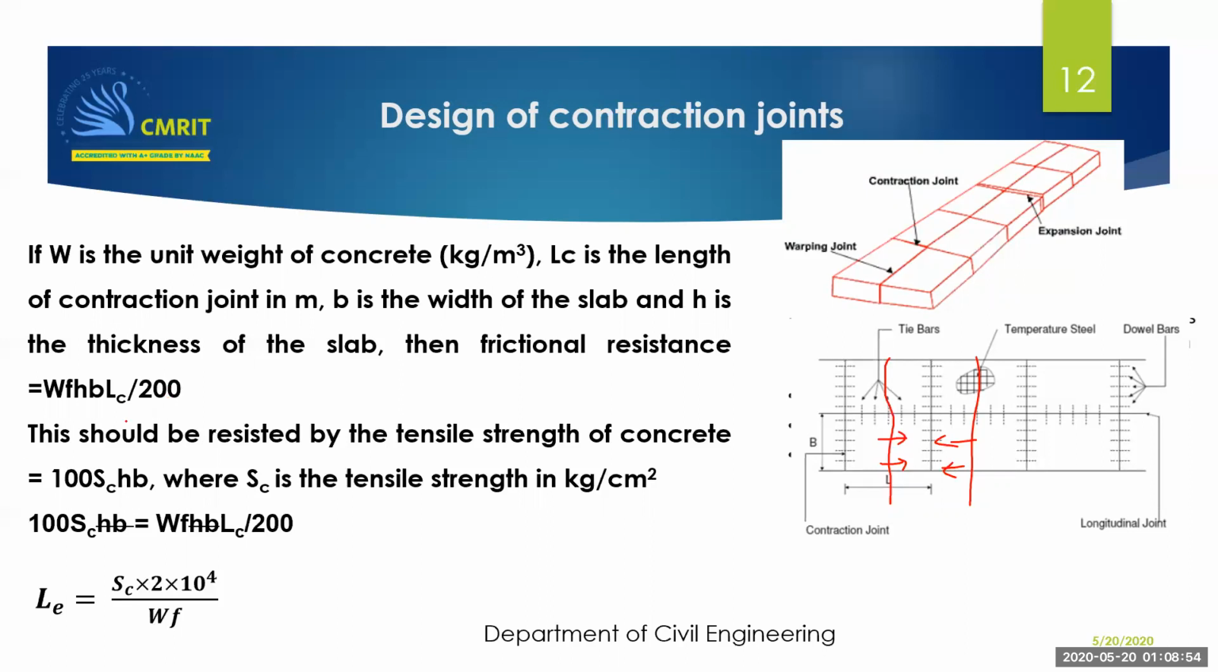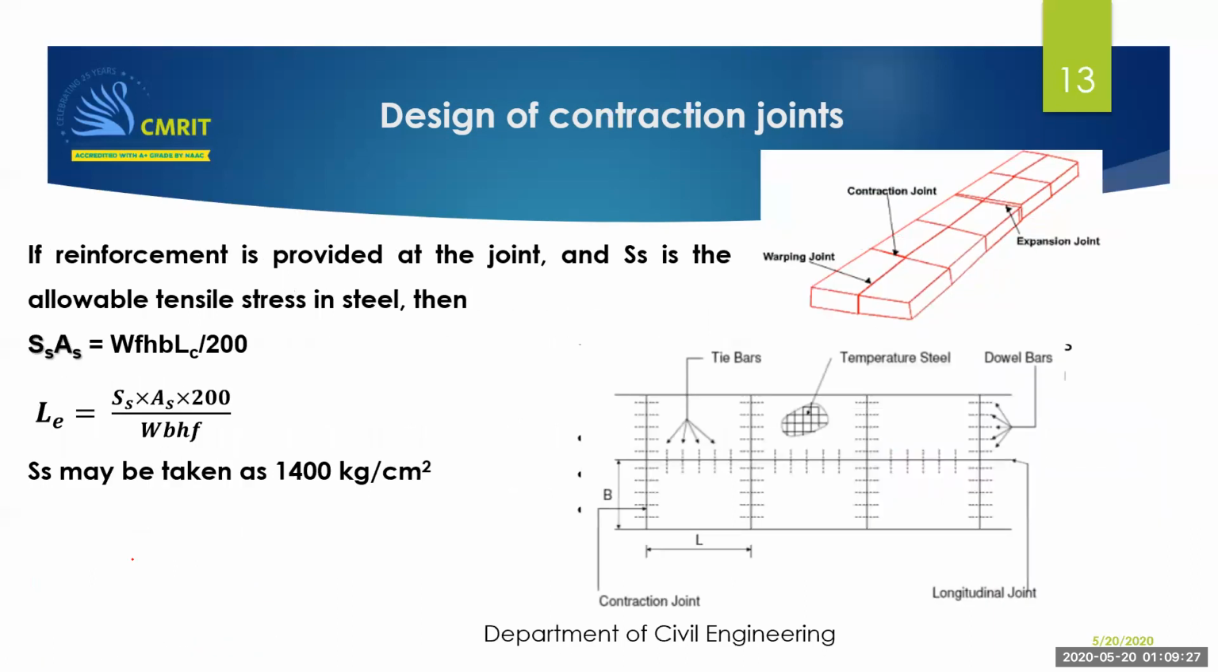So that is what I have shown here. SC is the tensile stress of the concrete. The cross section we have to consider is B into H. This expression you have already seen in the design of tie bars, so please don't think it's something new. These two we can equate, and H and B will cancel. Finally, the length of the contraction joint is given by SC into 2 into 10 to the power of 4 divided by W into F, where SC represents the tensile strength of concrete. So keep this in mind.